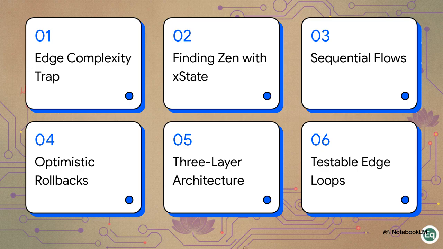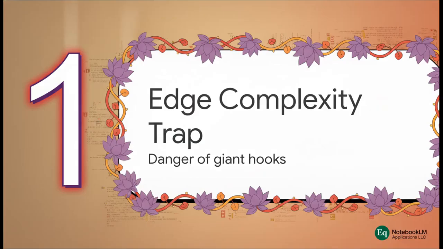Okay, let's dive right into our roadmap for today. We've got 6 parts: the edge complexity trap, finding Zen with XState, sequential flows with the auth machine, optimistic rollbacks with the character machine, the 3-layer architecture, and finally, testable edge agent loops. Let's get going. Section 1.